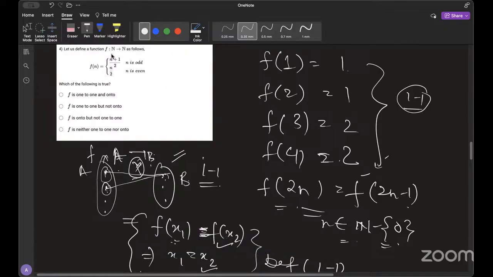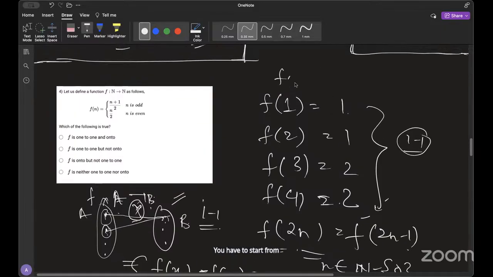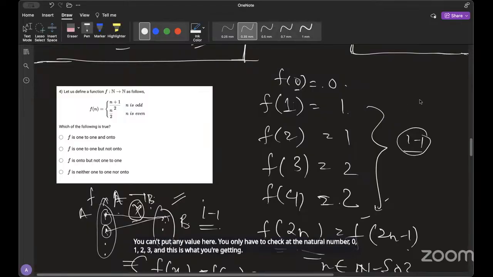So you have the domain as natural numbers. No, you can't put any value. You have to start from, okay, we include 0 as well in the natural numbers. So if you put a 0, and 0 is considered even, you'll get a 0. So you can't put any value here. You only have to check at the natural numbers 0, 1, 2, 3, and this is what you're getting. So this is an onto function.